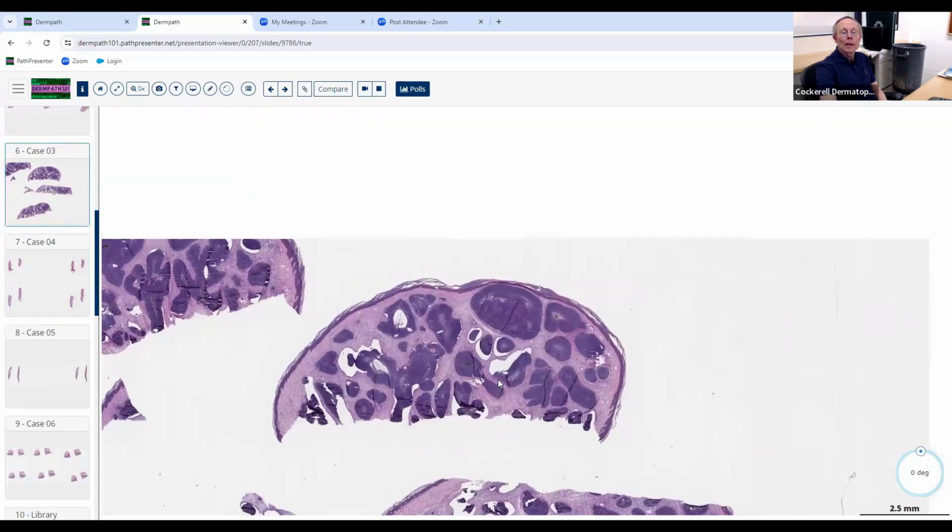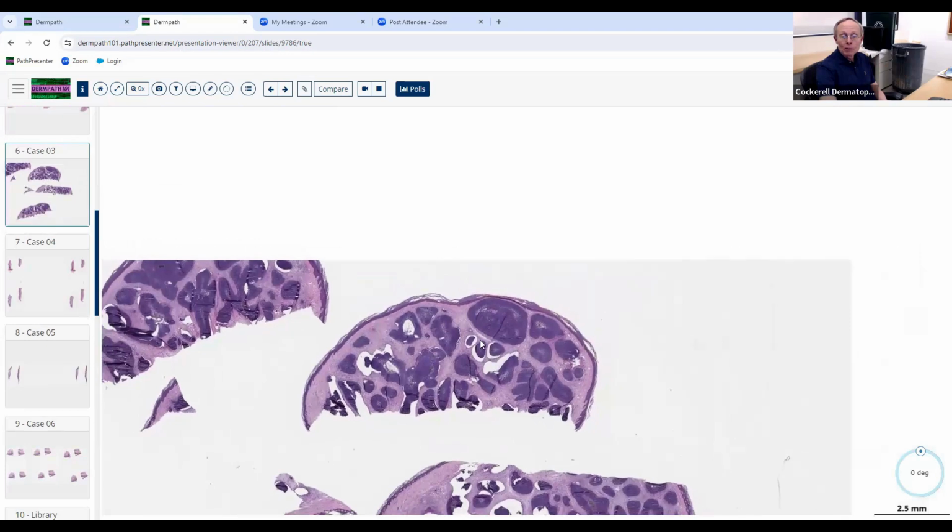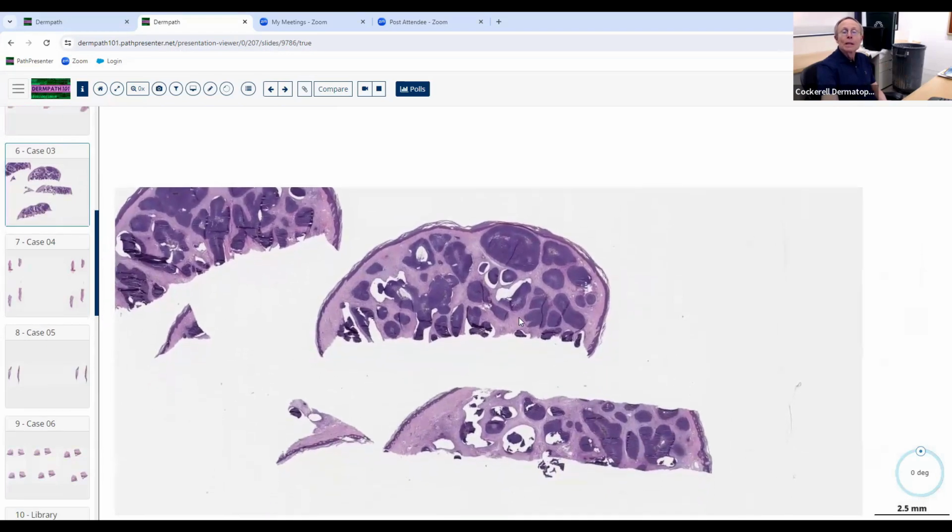Okay, different ball game here. We've got a shave biopsy of what was obviously a little dome-shaped papule. At low magnification, you can see that it's a neoplasm, and it's an epithelial neoplasm. What kind of epithelium? It's very blue.